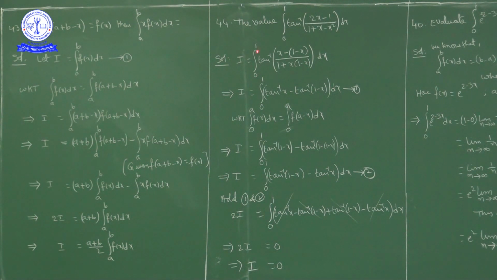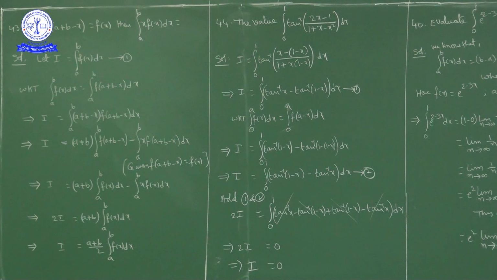Now I is equal to integral 0 to 1 tan inverse of x minus of 1 minus x upon 1 plus x into 1 minus x. If you observe, it is of the form tan inverse of a minus b upon 1 plus ab. So tan inverse of a minus b upon 1 plus ab is tan inverse a minus tan inverse b. So I is equal to integral 0 to 1 tan inverse x minus tan inverse 1 minus x dx. Okay, I'll mark this one as 1.